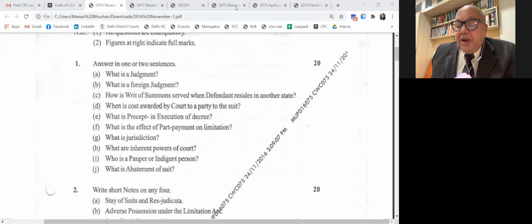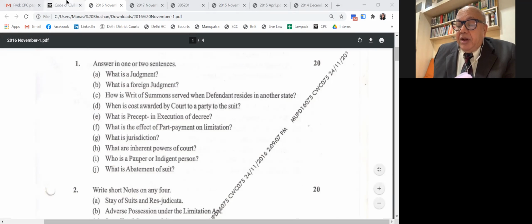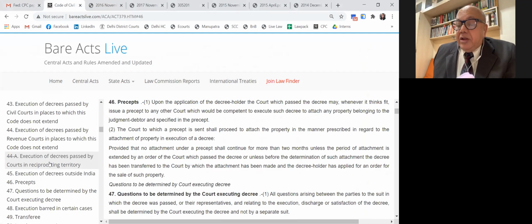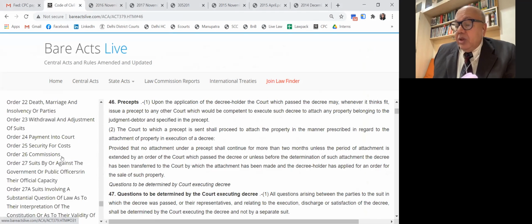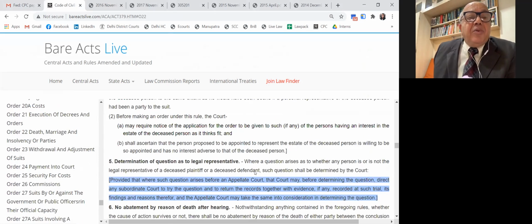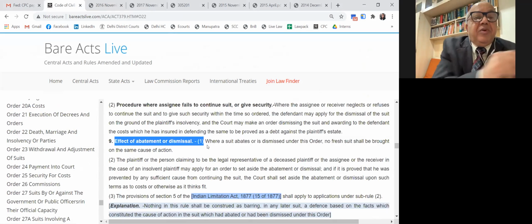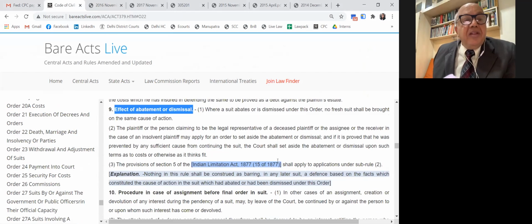Then what is abatement of suit? Now abatement of the suit, you learned, is under Order 22 Rule 9. It is the suspension of the legal proceeding, the suit being dismissed for having not brought the deceased person's heirs on record within time. What is the specified time? Within 90 days under Article 120 of the Limitation Act.